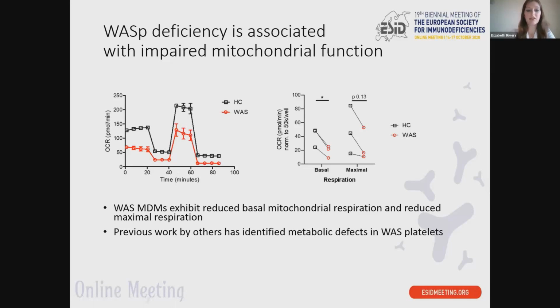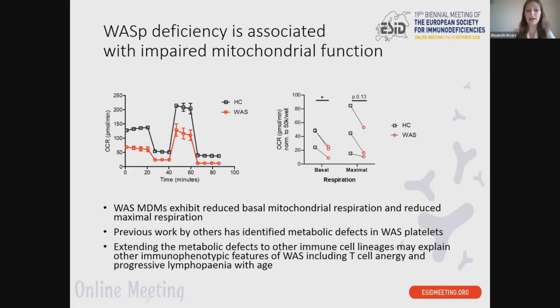And when we look back in the literature, we found, interestingly, that other groups had identified very similar metabolic defects in Wiskott platelets as early as 40 to 50 years ago. And we wonder whether, if we extend these metabolic defects to other immune cell lineages, we may be able to explain some other immunophenotypic features of Wiskott, including things like T-cell anergy and progressive lymphopenia with age.